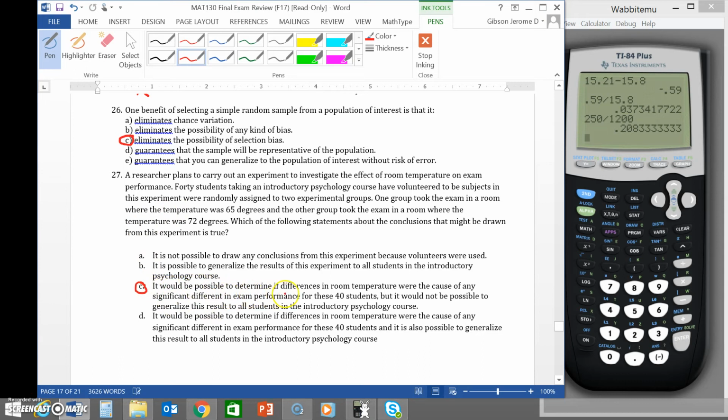It would be possible to determine if differences in room temperature were the cause of any significant difference in exam performance for these 40 students, but it would not be possible to generalize these results to all students in an introductory psychology course.